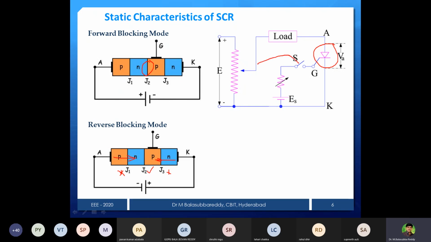Two processes are there. One is you operate the switch S to turn on the device. The other way is you give some voltage across anode to cathode, close the switch S, and vary the resistor to turn on the SCR. Otherwise, changing the voltage across anode and cathode is also possible. We'll see both options and decide which one is preferable.